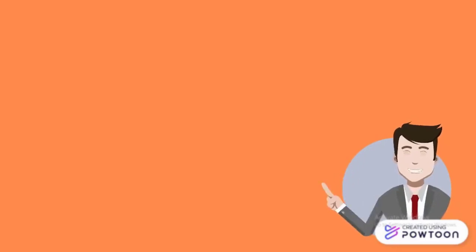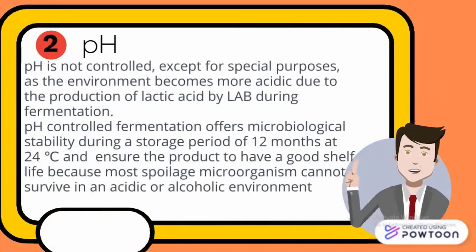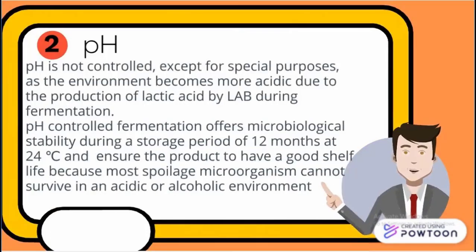Generally, pH is not controlled except for special purposes, as the environment becomes more acidic due to the production of lactic acid by lactic acid bacteria during fermentation. However, pH-controlled fermentation offers microbiological stability during a storage period of 12 months at 24 degrees Celsius. And having the right pH will ensure the product has a good shelf life because most spoilage microorganisms cannot survive in an acidic or alcoholic environment.